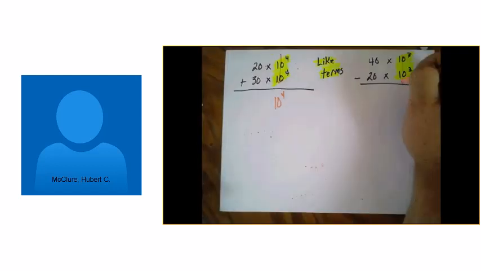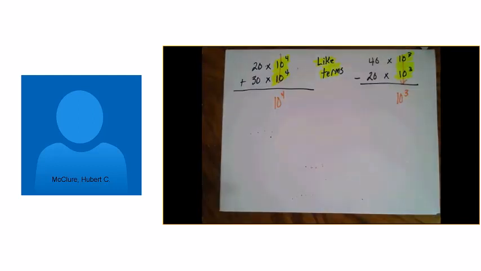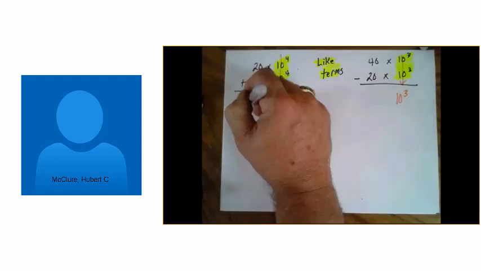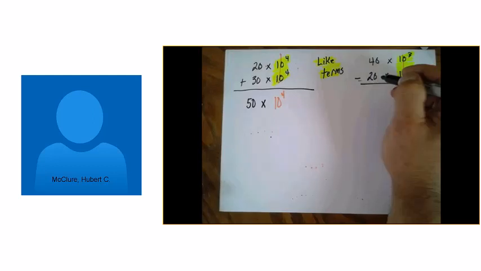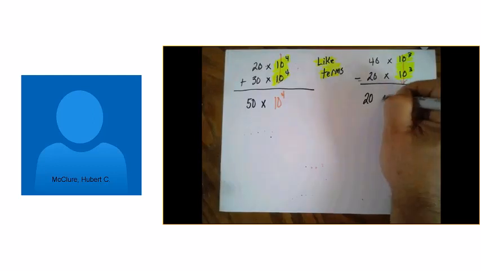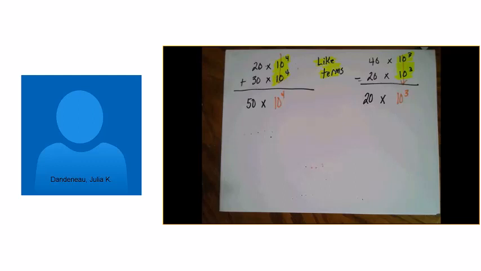10 to the 4th. 10 to the 3rd. And 20 plus 30 is 50. And 40 minus 20 is 20. Are we done? It's a 50-50 question. Are we done?